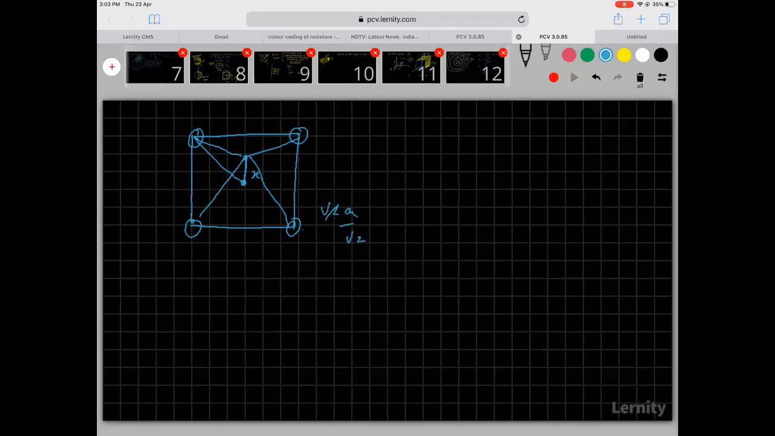So the force on that charge will become 4 times k, capital Q, minus q, by r squared. r squared is what? a by root 2 plus x, the whole square. The direction of this force is along each of these lines, so I have to take the components onto this side. The component I have to take will be the sine of this angle. So the sine of that angle will be x. I'm sorry, I'm making a mistake here.